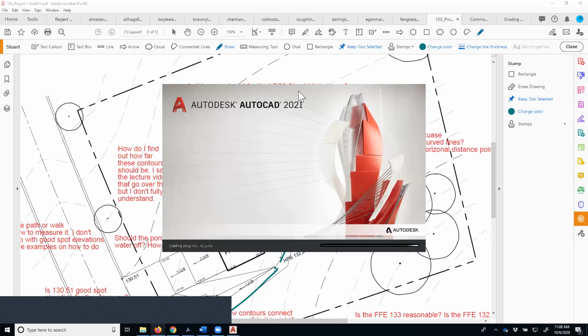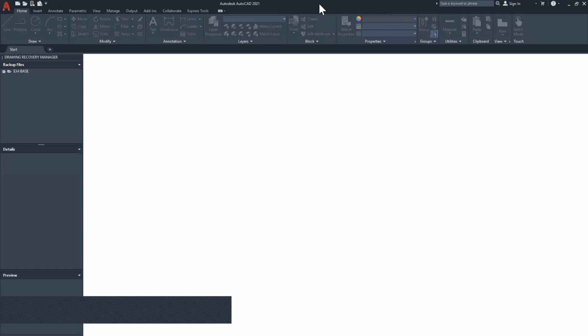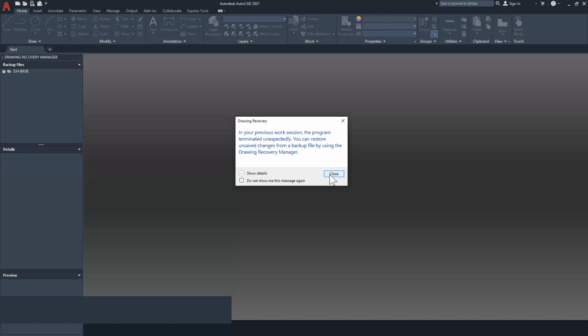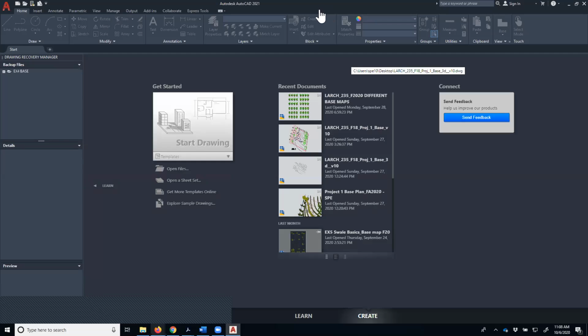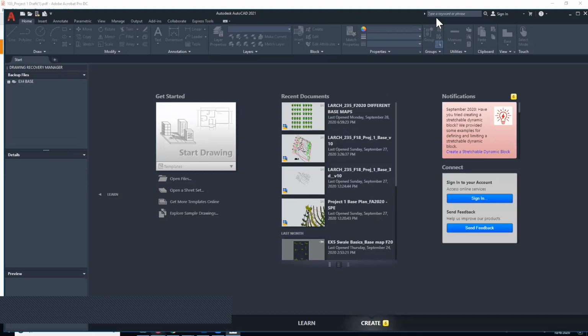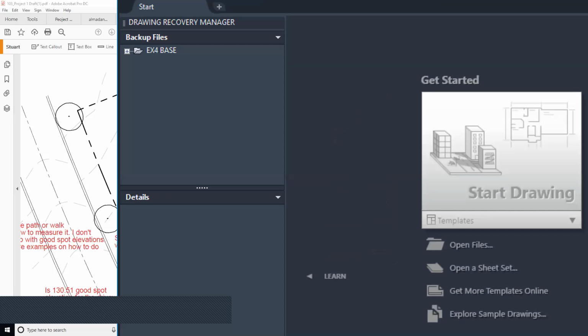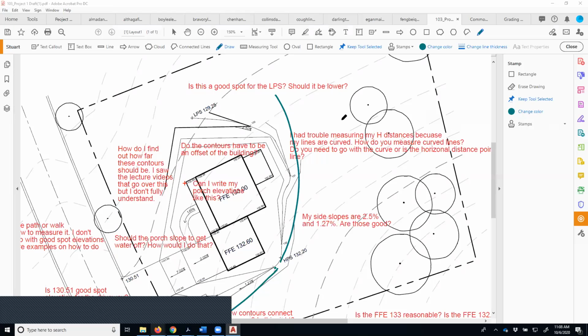I'm going to move AutoCAD off of here for now if I can. Maybe that wasn't a good idea bringing it up right now, because AutoCAD is choking as it's opening. So I'm going to come back to AutoCAD later because I think you understand the explanation I just gave.